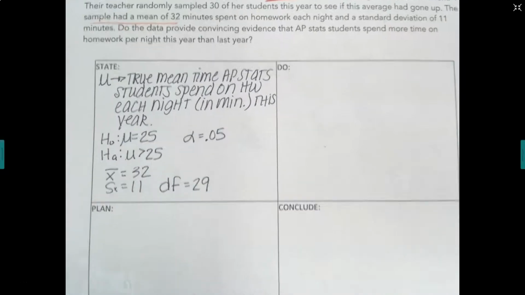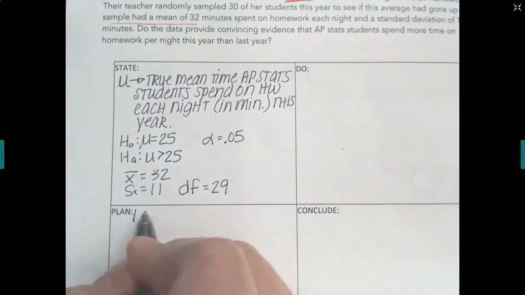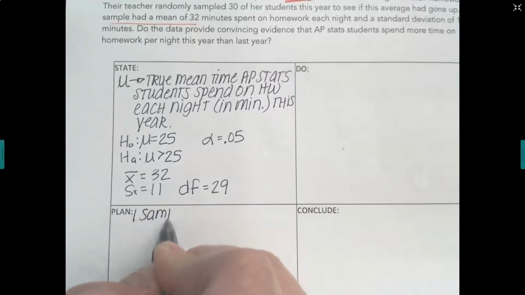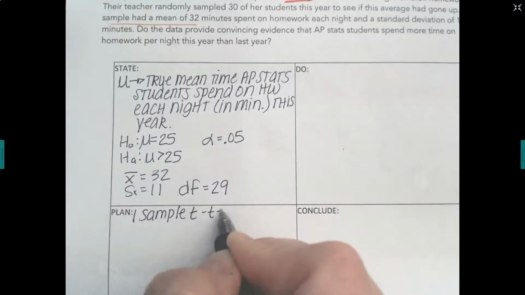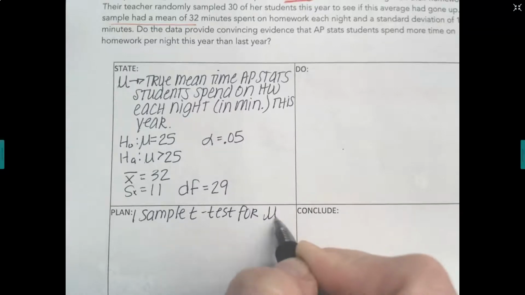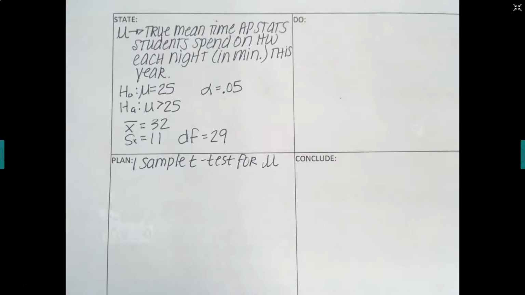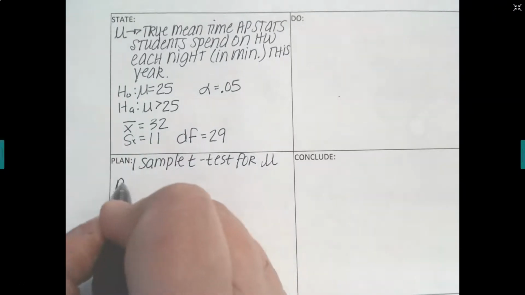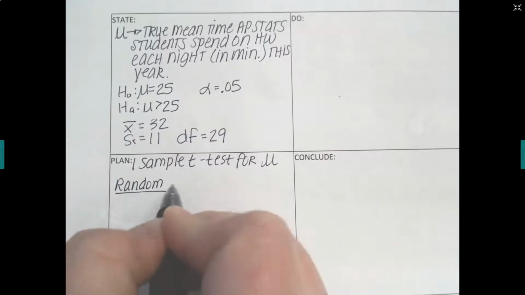Let's go on to our plan. We said it was one sample when we were reading through. The sample had a mean, so it's a one sample t-test for, and we're trying to estimate the population mean here. Okay, so let's check our three conditions. We had our random. It does say randomly selected 30 students.